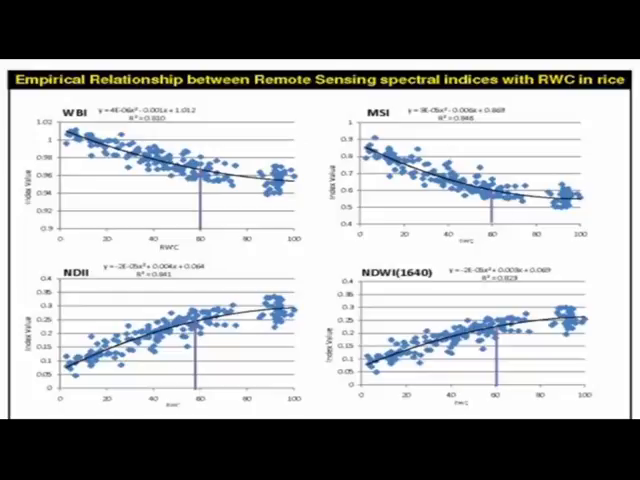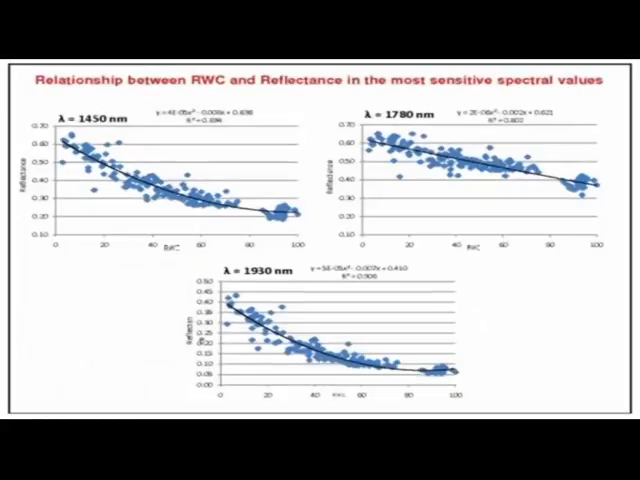With correlation analysis also, one can look at these sensitive bands. As I told you, 1450, 1780, 1930, those are very sensitive water absorption bands. You can develop the prediction equations quickly. So in situ, relative water content measurement can be done using these sensitive bands only, not the whole spectrum. That's where the mask goes.